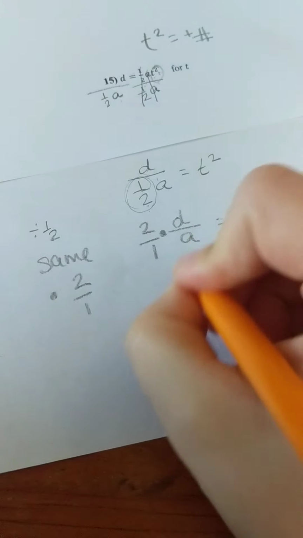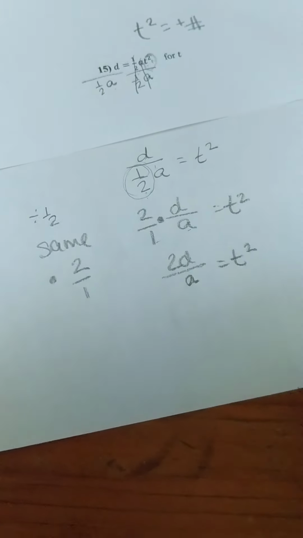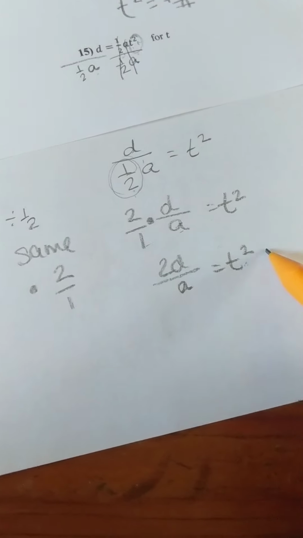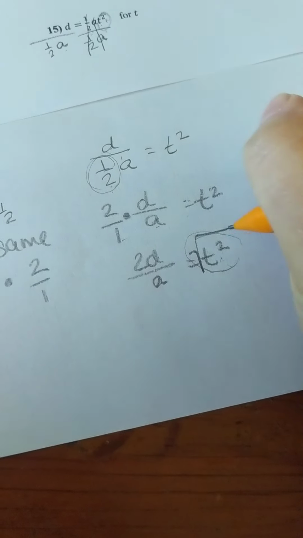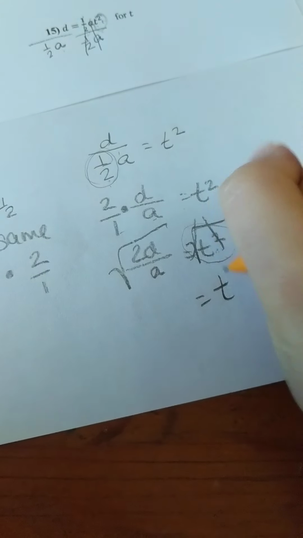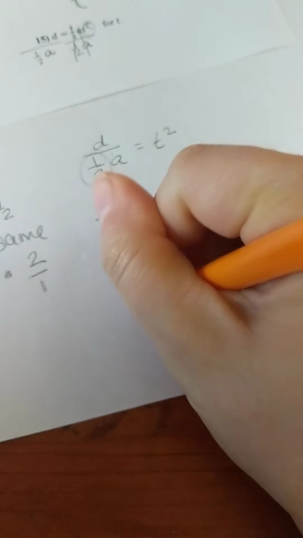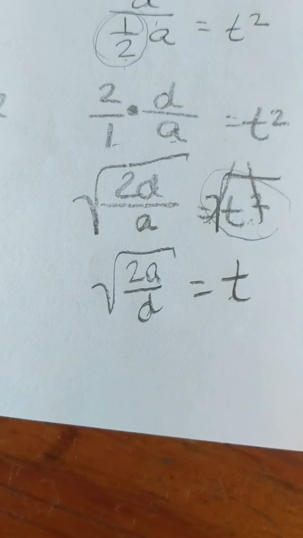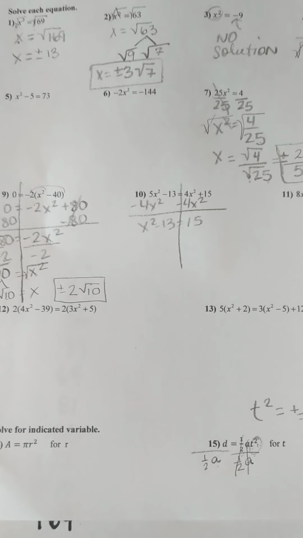We can clean this up a little bit. 2 times d is 2d. 1 times a is a, equals t squared. Now look, I have my t squared by itself, and that's exactly what I wanted. When a variable squared is by itself, I can now take the square root of both sides in order to get t by itself. Because remember, the square root of t squared is t. And this side doesn't simplify at all. We don't have any perfect squares under there, so we just write the square root of 2d over a equals t. Okay, perfect.